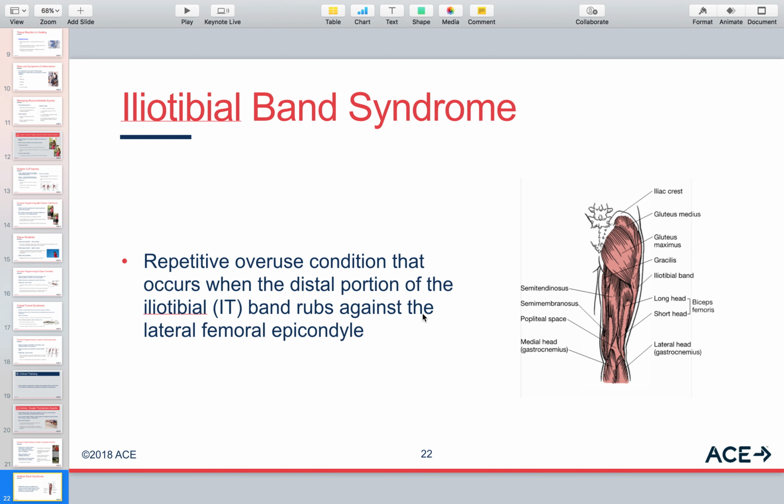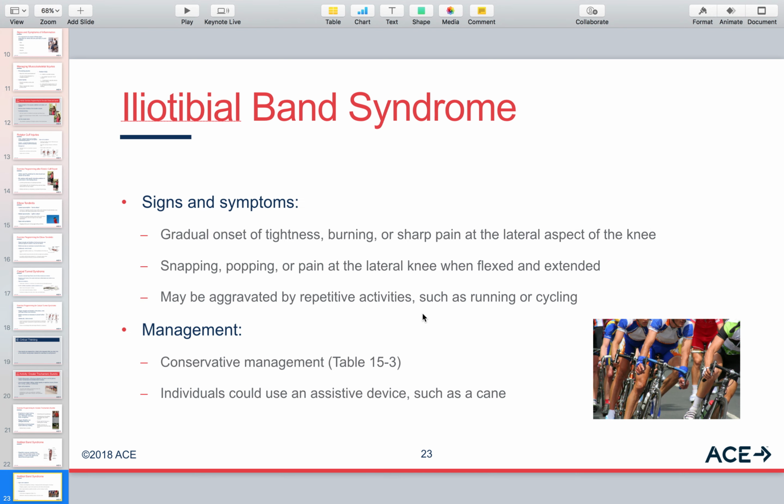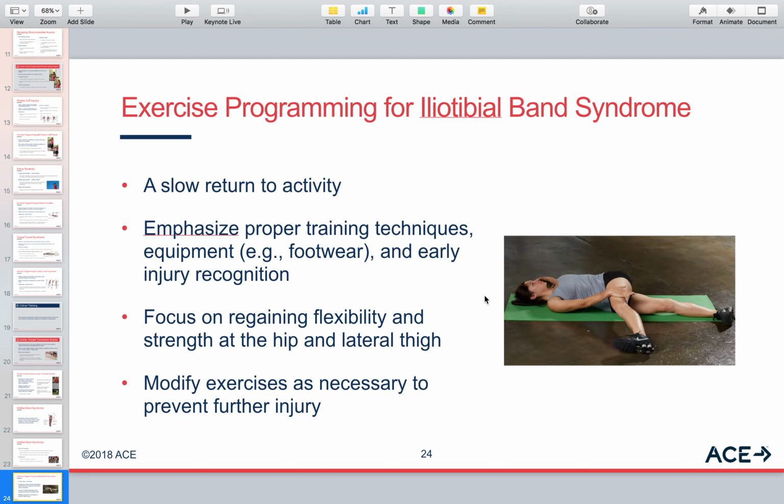I'm trying to find here, iliotibial band syndrome. I mentioned this. It's also called IT band syndrome. Overuse of distal position, it rubs against the lateral femoral. So signs and symptoms, gradual onset of tightness, snapping, popping pain of the lateral knee when flexed or extended. It's common in running and cycling. So those are two sports that commonly you will see iliotibial band syndrome take place. You need to stretch it out, slow return to activity, modify exercises as needed.